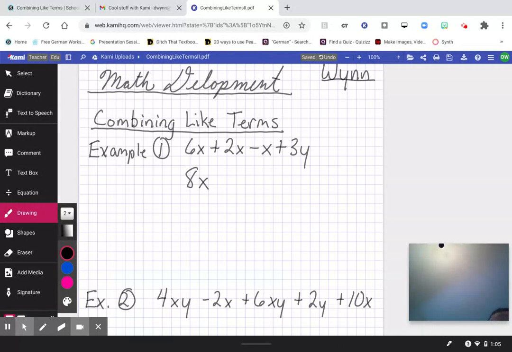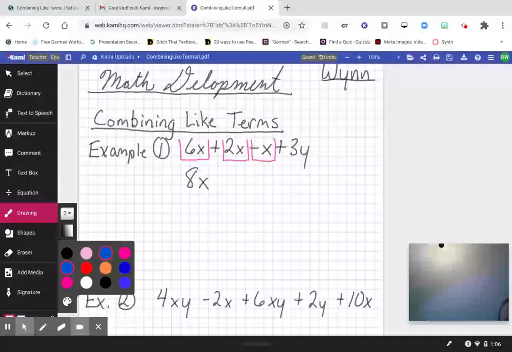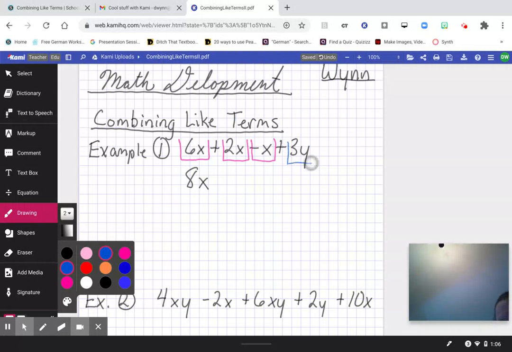Oh, before we do that, I want to color code these. I want to separate these into like terms and color code them. So we have one term here, and since 2x is a similar or like term, we can put brackets around that with the same color. Negative x is also a like term, so we'll do the same thing. And then we come to a term that is not a like term because we have a y variable, not an x.